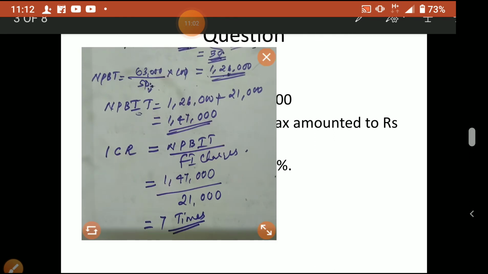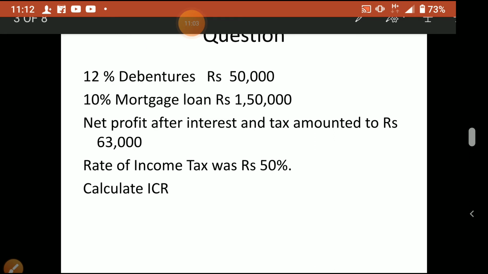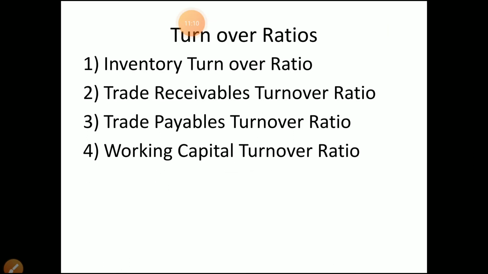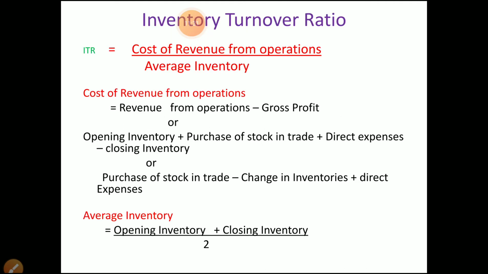Okay, hope you understood. Now we will go to the next classification of ratios, that is turnover ratios. Under turnover ratios there are four classifications: inventory turnover ratio, trade receivables turnover ratio, trade payables turnover ratio, and working capital turnover ratio. Today we will discuss only the inventory turnover ratio.